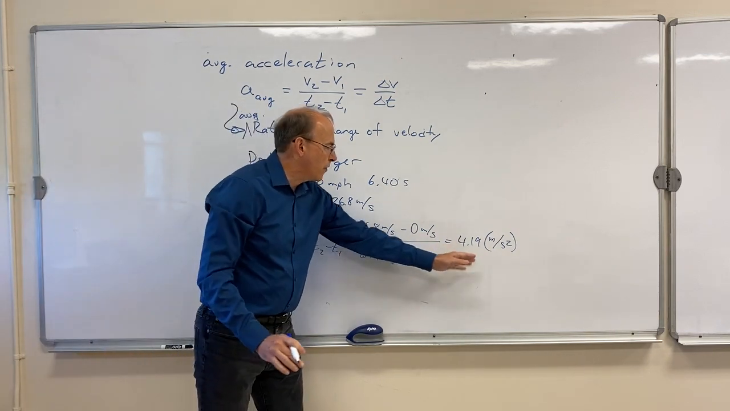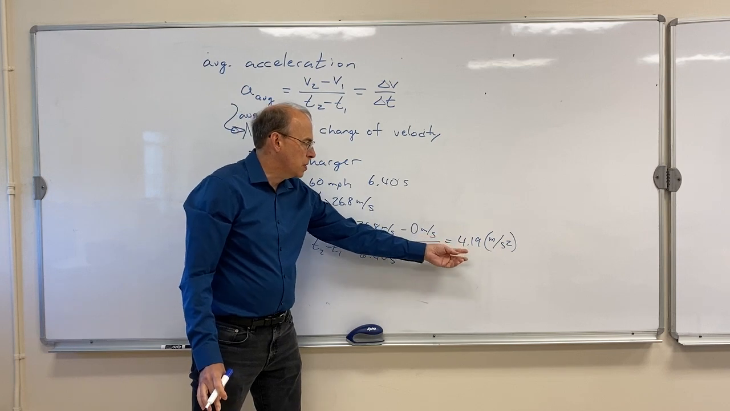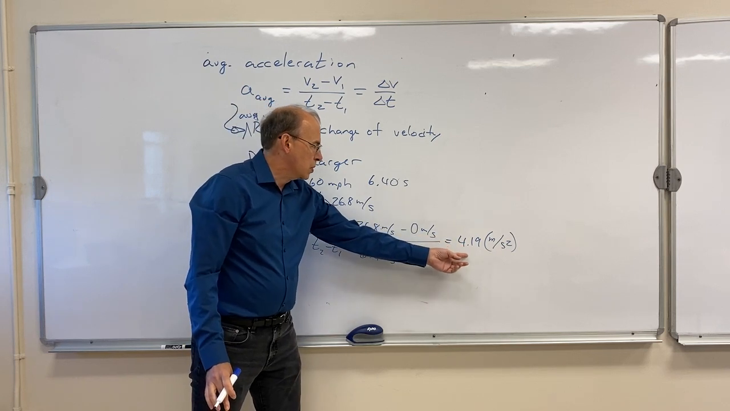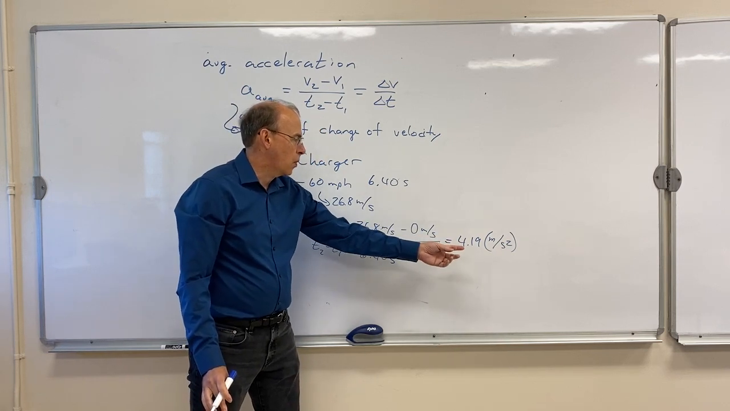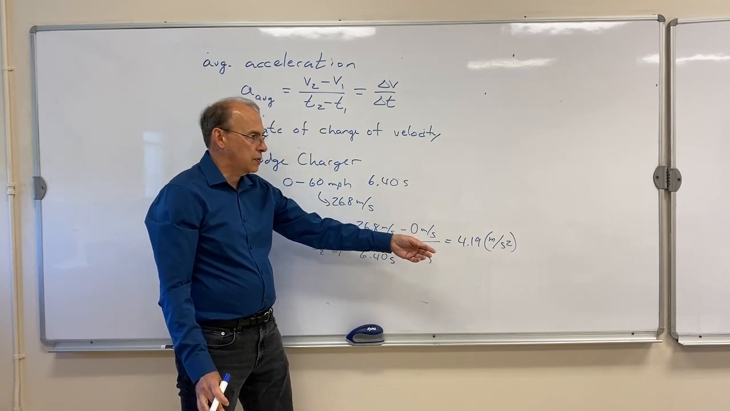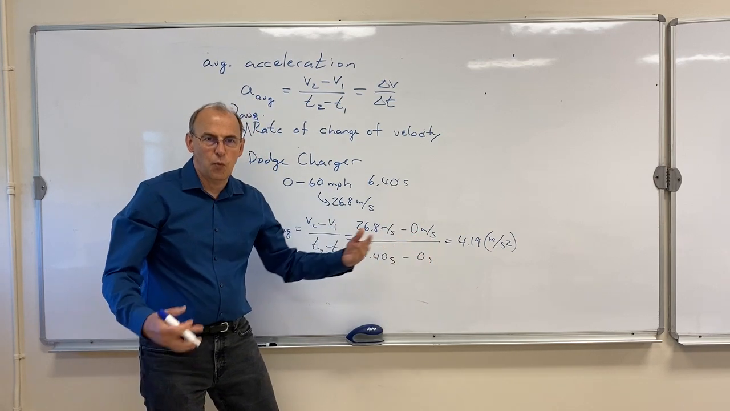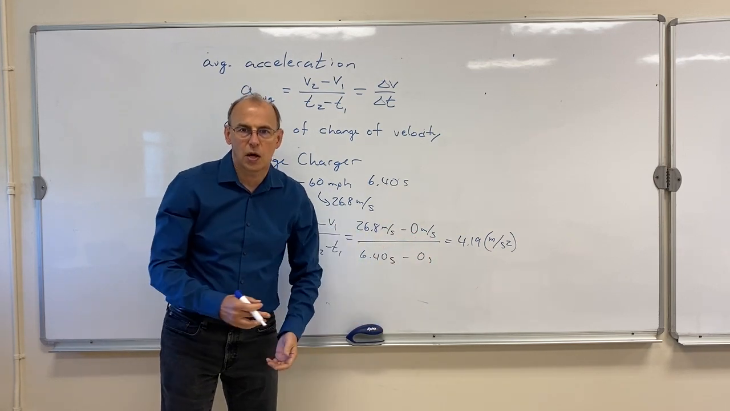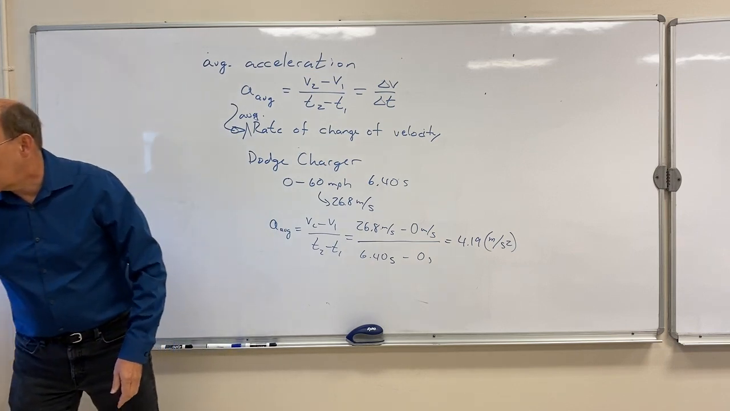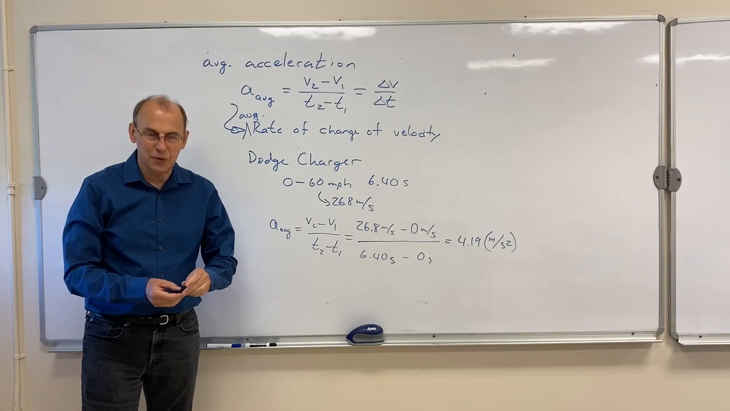So if we just call that a 4, after 1 second it'd be going 4 meters a second, after 2 it'd be going 8, after 3 it'd be going 12, after 4 it'd be going 16, after 5 it'd be going 20. Get the idea? That's how rapidly it can change its velocity. So you can now practice that with your homework, and I will see you soon.